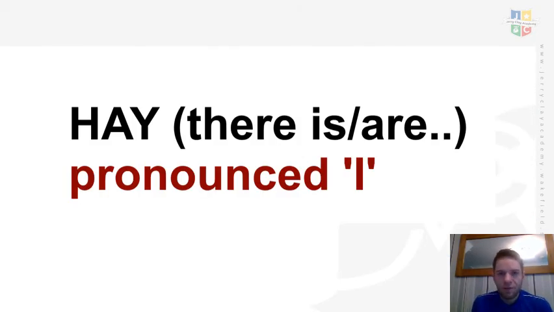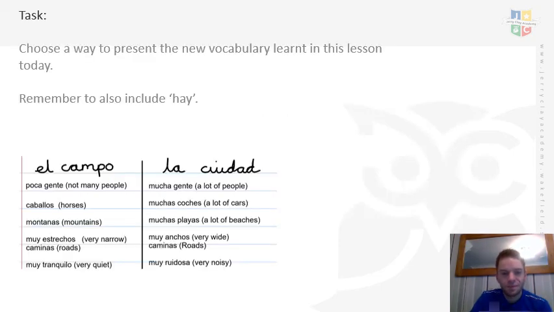The only other piece of vocabulary that I'm going to reintroduce you to is hay, which is there is or there are. Remember that from when we looked at buildings. So for example, if you were to say there are not many people in the campo, you might say en el campo hay poca gente. In the countryside there are not many people. Really important with pronunciation for this one, because we kept falling into the trap before Christmas of saying hey for it, but it's actually pronounced just like a capital I, as in I am going to the park. So remember that when you're pronouncing it too.